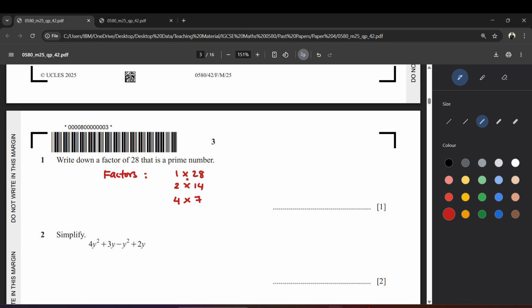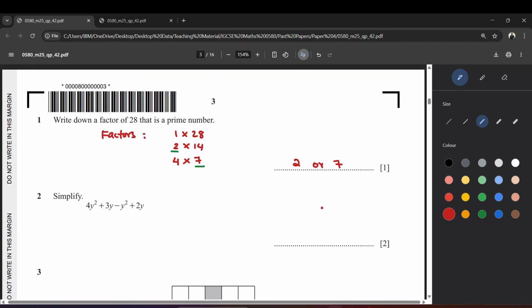These are the only factors of 28. So from here you can identify that there are two factors which are prime numbers. It could be either 2 or it could be 7. You're supposed to write only one, so you can write either 2 or you can write 7.